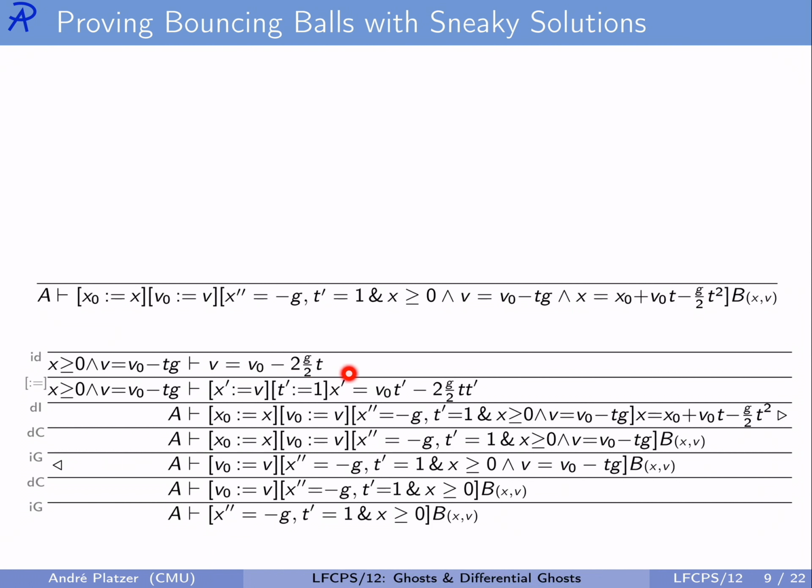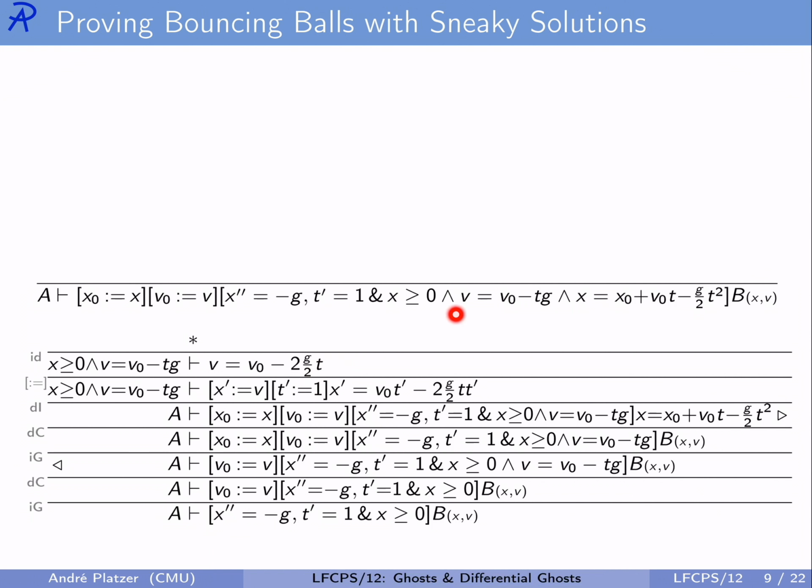And how can we then prove this? Well, of course, in general, we couldn't, but we just put in the evolution domain constraint a knowledge about the velocity's value, which ended up here. And if we assume that V equals V naught minus Tg in the evolution domain constraint, then of course V equals V naught minus 2G over 2T, because that just cancels. So that proves by arithmetic.